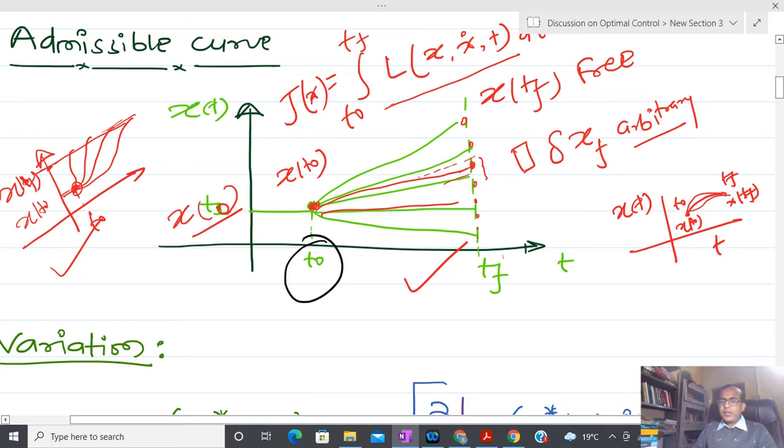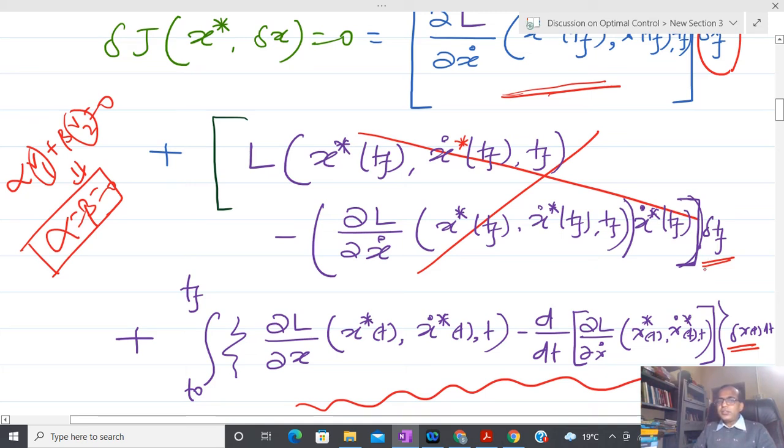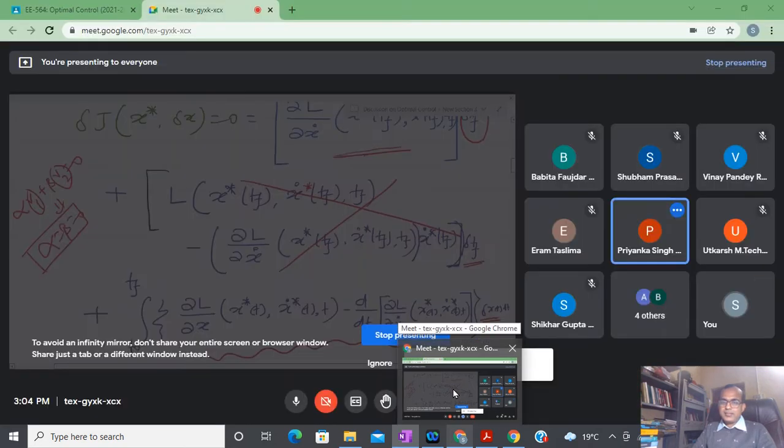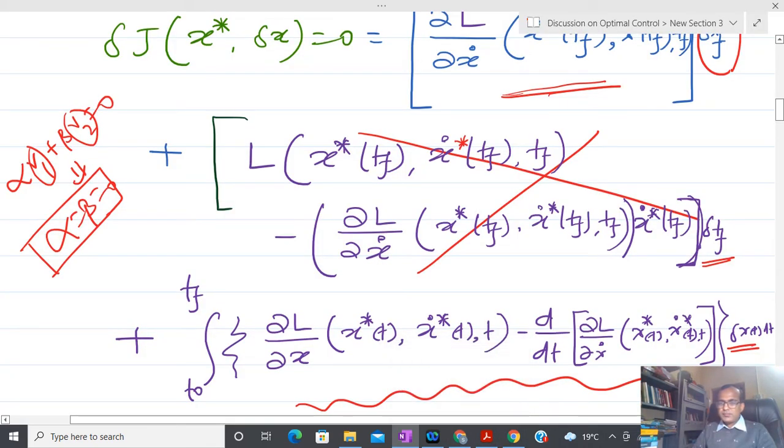Okay. Now, if delta tf is non-zero and I can vary delta tf arbitrarily, then how do I give a guarantee? And obviously delta x(t) is non-zero. Why is delta x(t) non-zero? Could you please explain? Vinay, could you please explain why delta x(t) is non-zero? Because it is not fixed, sir. It is varying, because we are trying to find the functional. I don't know the functional.